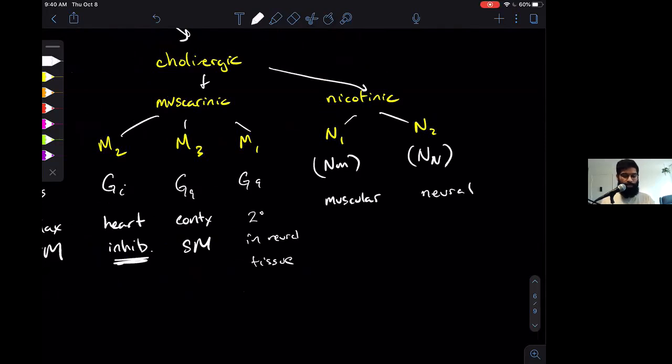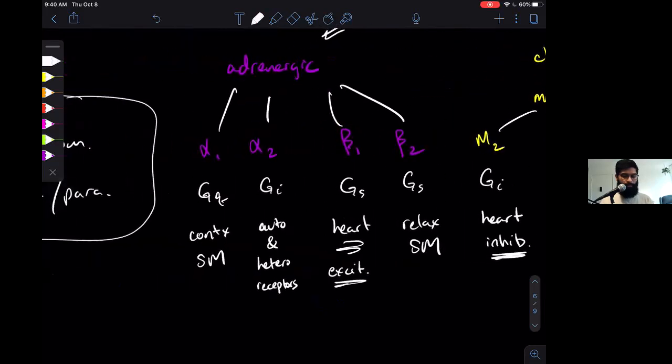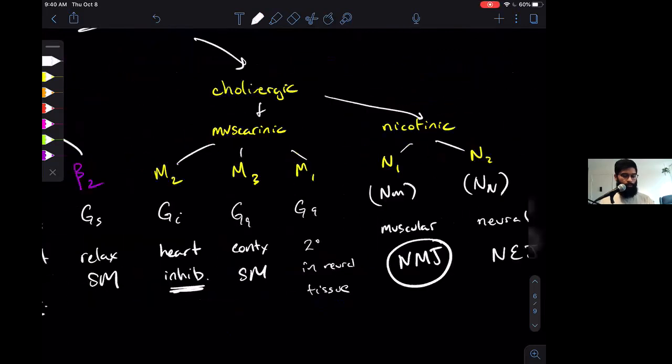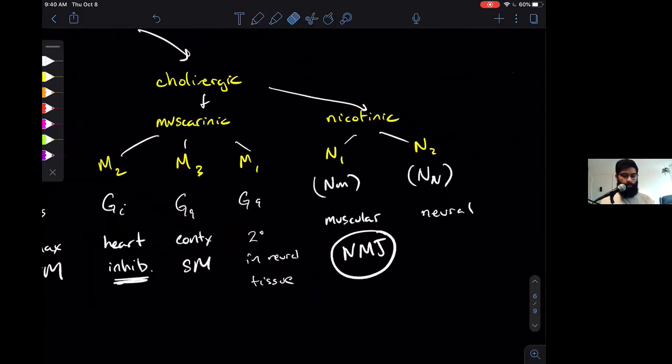And as you can imagine, when we say nicotinic muscular, these are all your NMJs, and these are all your non-NEJ synapses. So this is going to be synapses between neurons, okay? Because at NEJs, the neuroeffector junctions, you're going to have all of these guys, right? And then, yeah, so this is going to be your non-NEJ synapses.